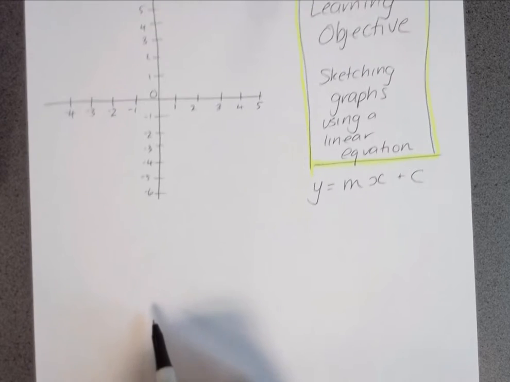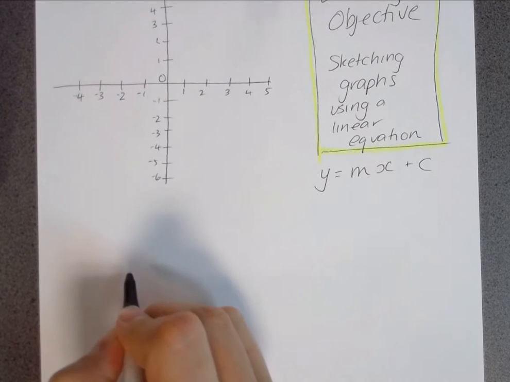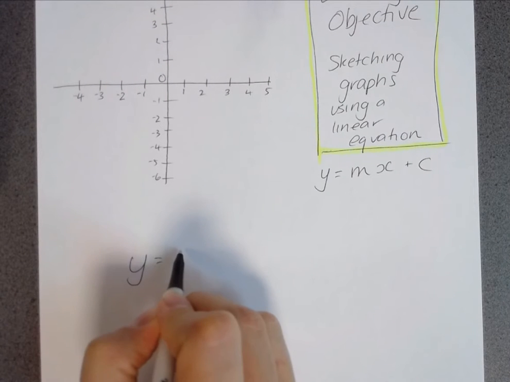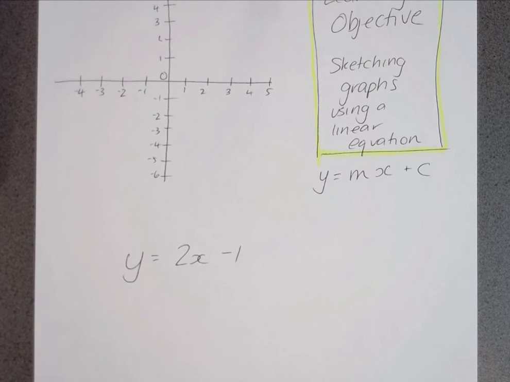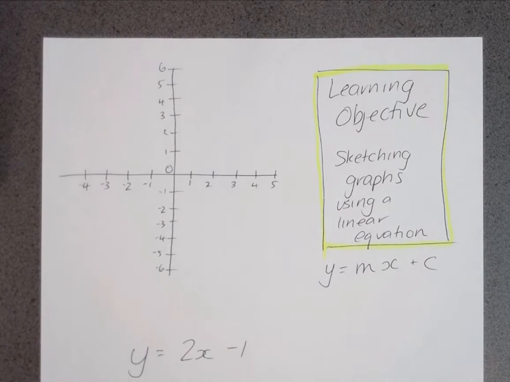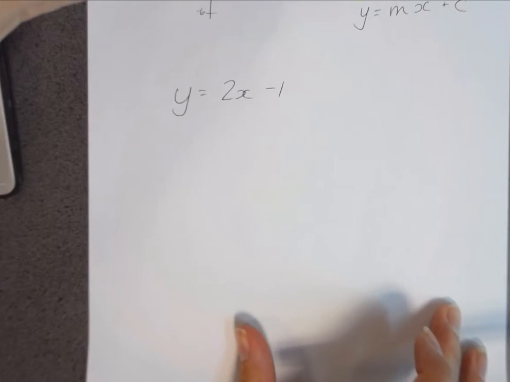So if I gave you the linear equation y equals 2x minus 1, if it was just written on the page, we can't really picture what the line looks like. So we're going to show you, using just the linear equation, how we can get a straight line on our Cartesian plane. It's not as hard as you think.